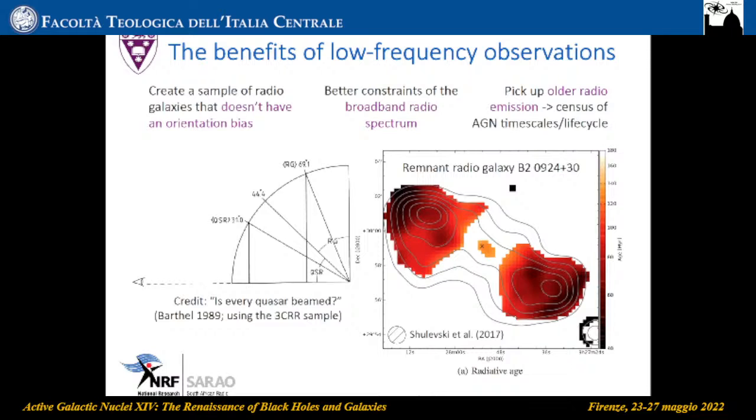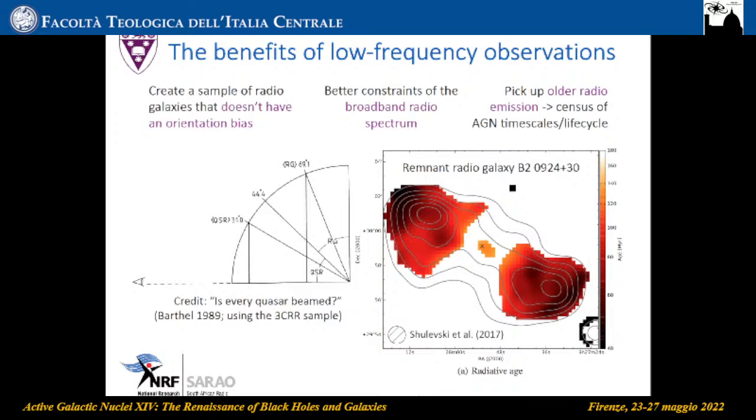We can also get better constraints of the broadband radio spectrum. I'll come back to a few examples of those later. And finally, bearing in mind that as radio emission ages, it moves to lower frequencies, by doing our selection there, we actually create a more complete sample in terms of the different AGN lifetimes and different duty cycles. And we want to do this because we want to study the different timescales over which an AGN interacts with its host galaxy and surroundings.